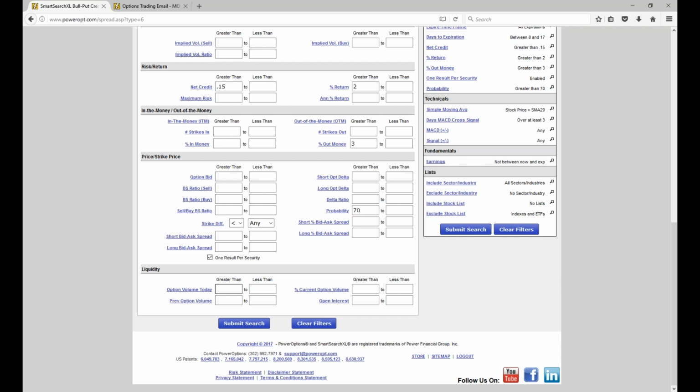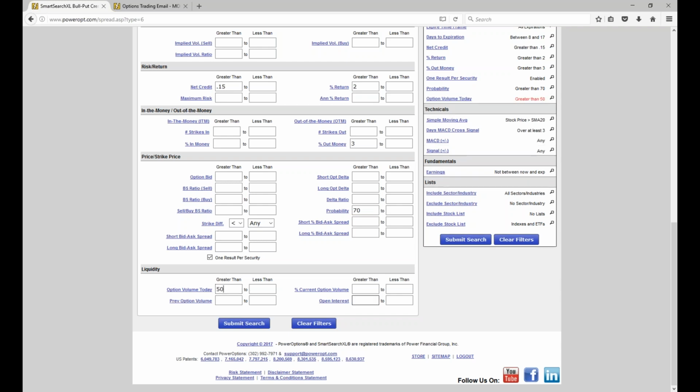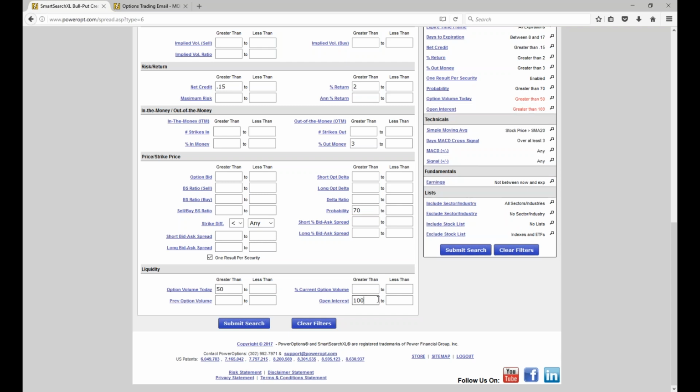So if on average, the bull put or bear call spreads in my portfolio, with a portion of my portfolio that I trade bull and bear call spreads with, let's say I usually average around 7 to 10 contracts, my option volume today would have to be at least 50, and then I want my open interest to be at least 10 times the number of contracts I'm planning on trading. All right, so I'll just plug that right into the search.